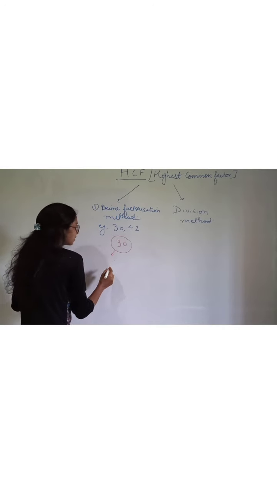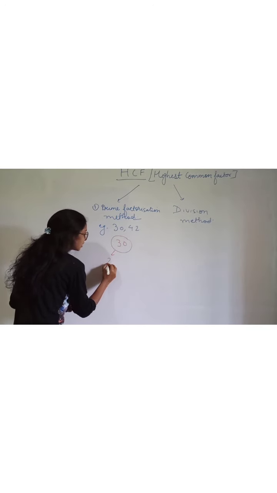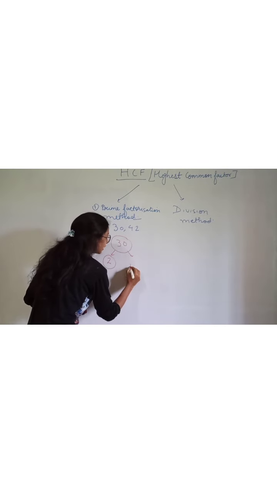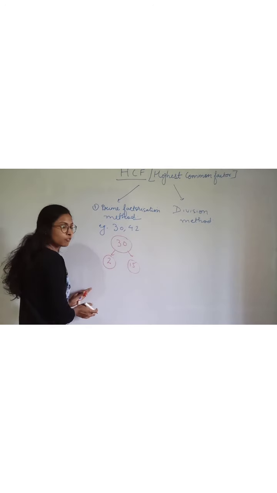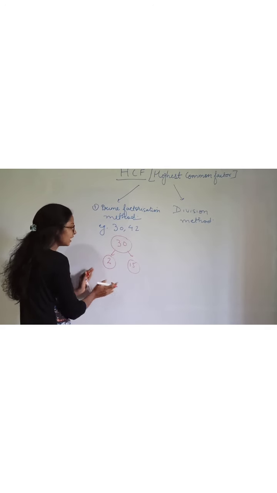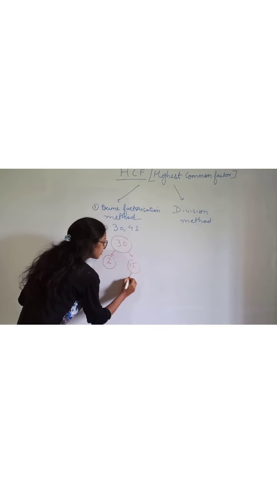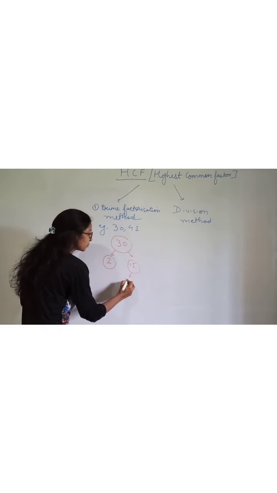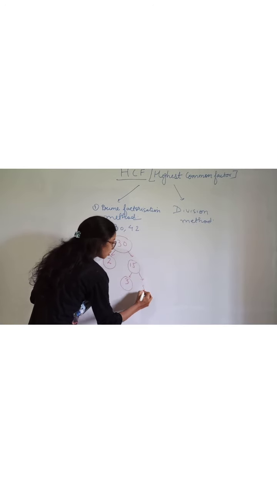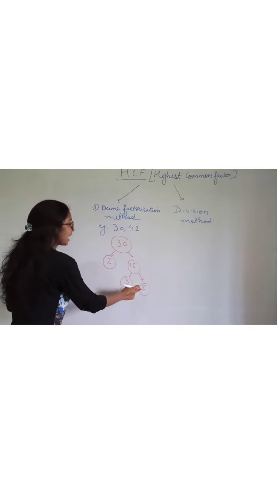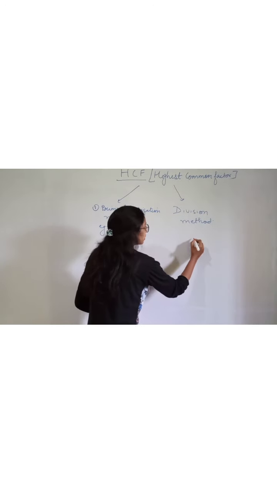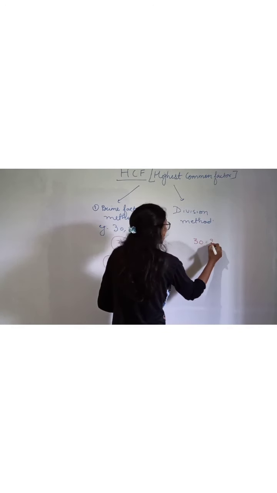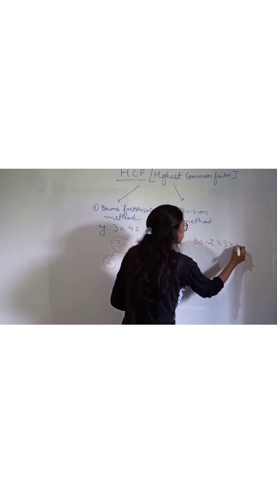See, 2 into 15 we get 30, so I have written 2 here, 15 here. Now 2 cannot go further because it is a prime number, so we'll stop here only and then we'll move to 15. Here 15 can be written as 3 into 5. Now 2, 3 and 5 are all prime numbers, so it cannot be divided further. So here we will stop and write the factors. The factors of 30 will be 2 into 3 into 5.